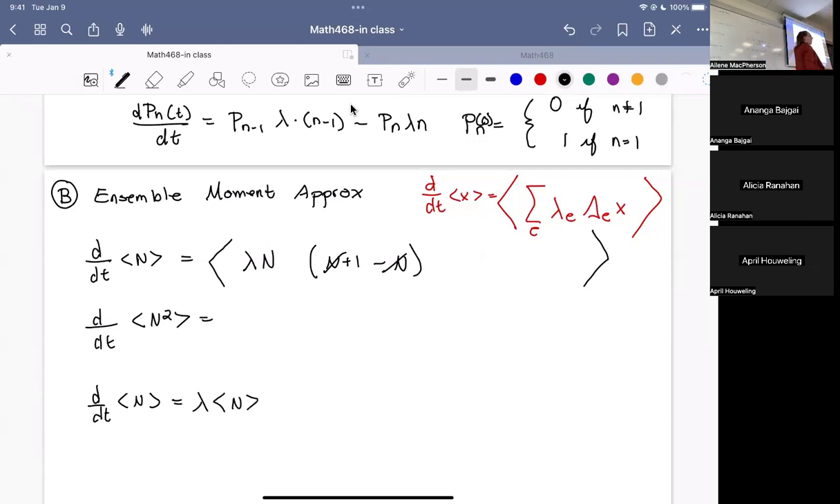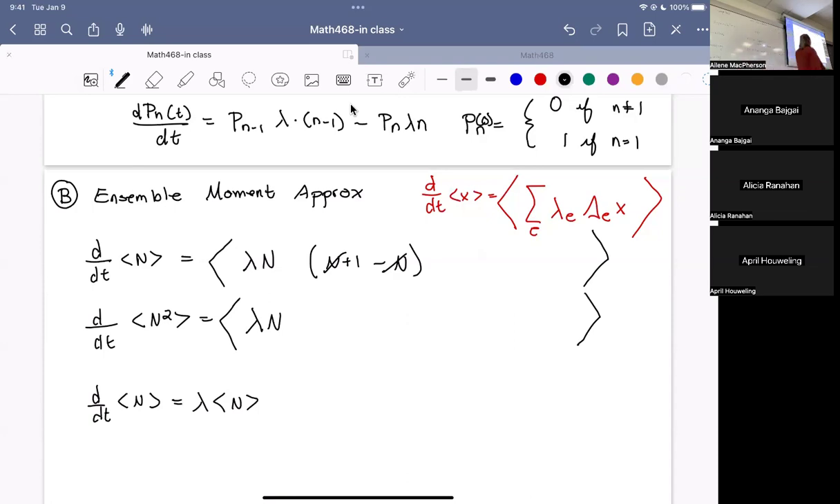So use that same procedure now for the n squared one. Again, make sure to use final minus initial so you don't mess up the squareds. Okay, I see a couple of heads popping up here.